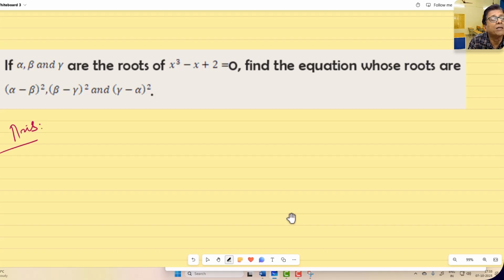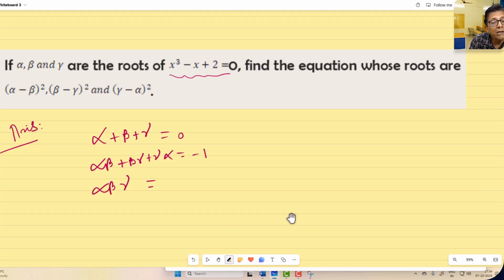It is a bit complicated. Because alpha, beta, gamma are the roots of this equation, alpha plus beta plus gamma will be 0. Alpha beta plus beta gamma plus gamma alpha is minus 1, and alpha beta gamma is minus 2. If we start the way we did all other sums, then we let y equal to... It is said to form an equation whose roots are squared differences of the roots of this equation, meaning the roots are alpha, beta, gamma.